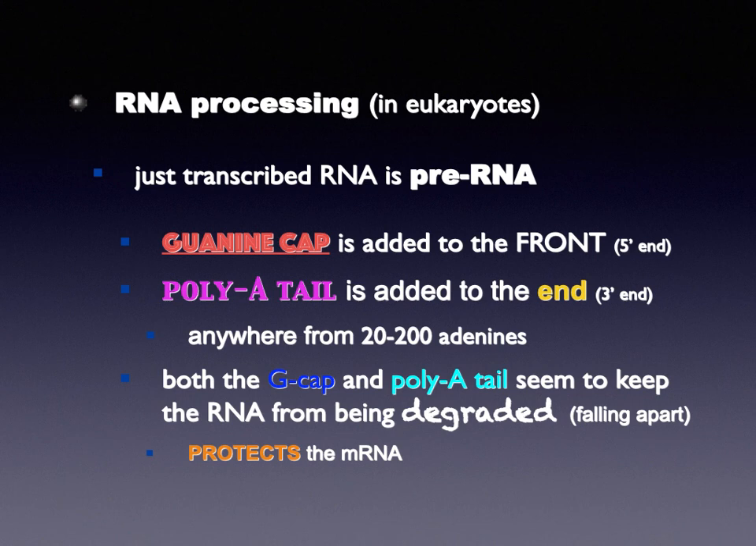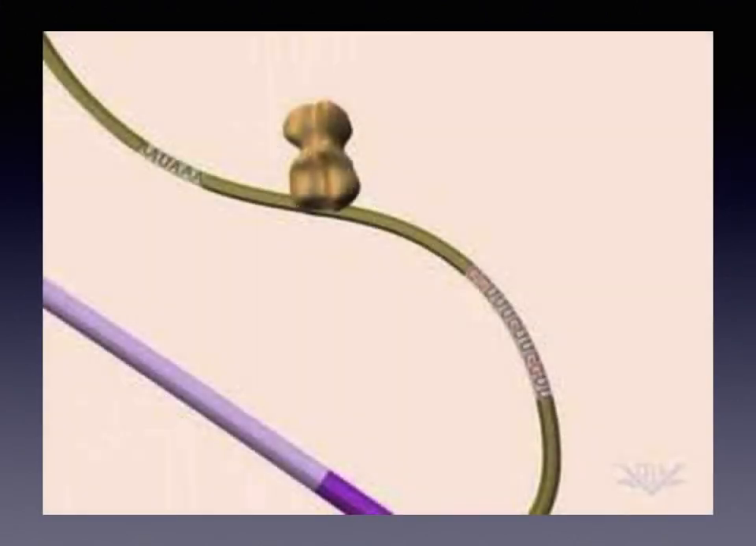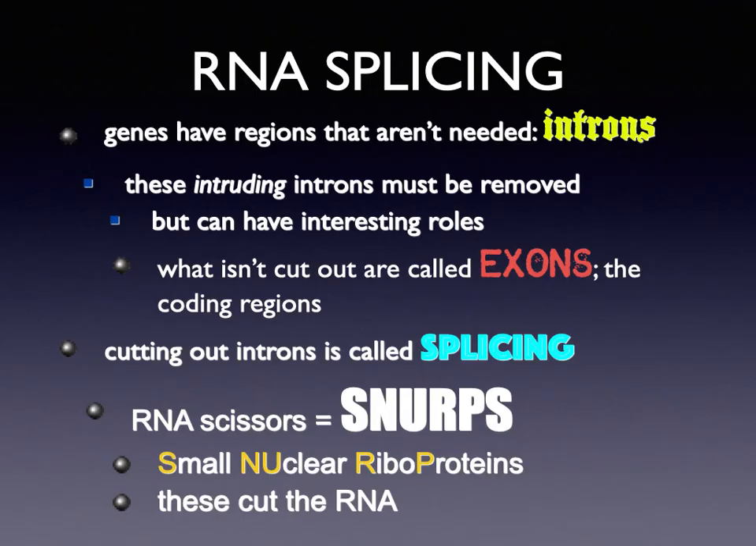You need to know cap and tail go on. And these function in keeping the RNA from being degraded or falling apart, meaning that they protect the RNA. You just invested all this time and effort in building an RNA. You want to keep it around. Here's a video that you should have watched at home.